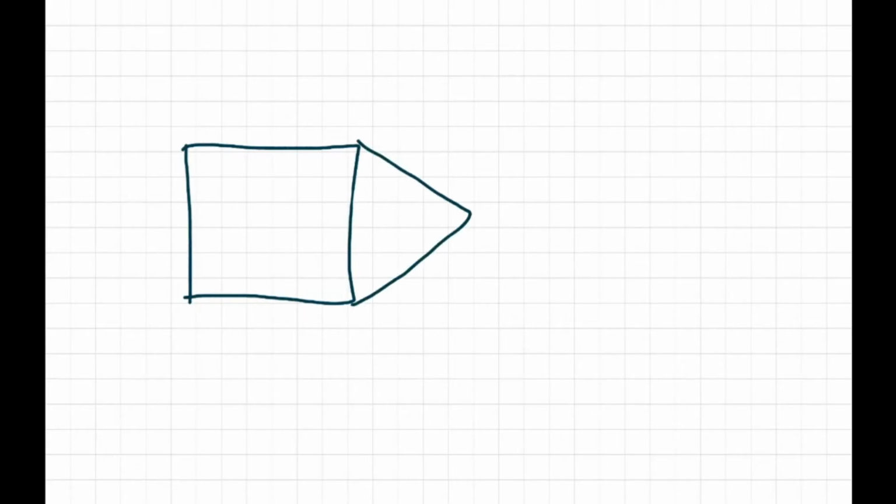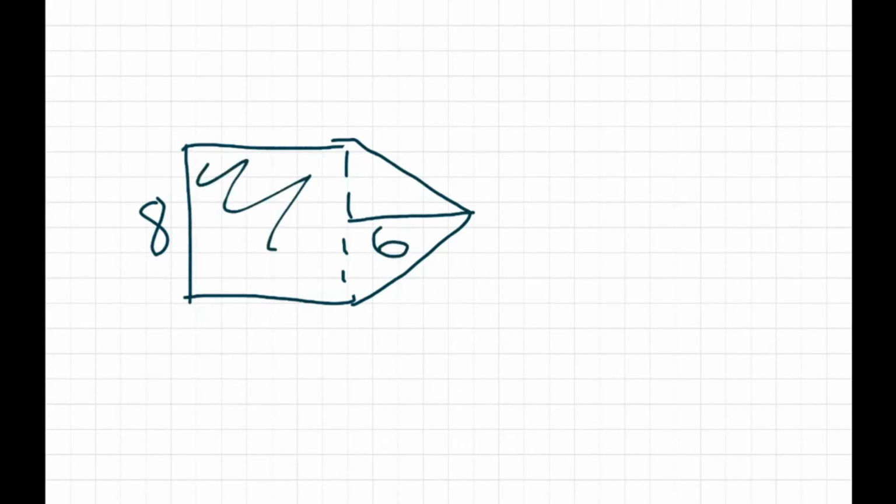So let's do an example. So over here we have a square, and then we have a triangle. This is all going to be one shape, and then we can separate it as triangle and square. So we know all the side lengths of this square are going to be equal to 8. And then the height of this triangle is 6. So to find the area, we can find the area of the square first, and 8 times 8 is 64. So the area of this square is 64.